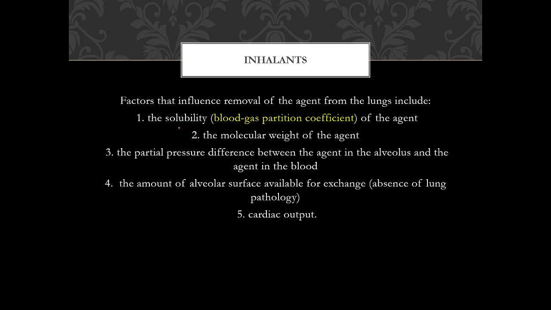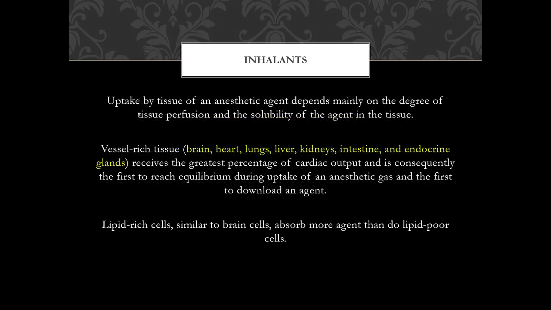The partial pressure difference between the agent in the alveolus and the agent in the blood. So how much concentration of that agent do we need to get into the alveoli before it gets into the blood? That's the minimum alveolar concentration, or MAC. The amount of alveolar surface available for exchange, so we don't want to have any lung pathology. Anything that is clogging up the lungs is going to reduce the amount of gas that we can get into the system. Also, cardiac output has a lot to do with it because the movement of blood through the lungs is important. The uptake by tissue of the anesthetic agent depends mainly on the degree of tissue perfusion and solubility of the agent in the tissue.